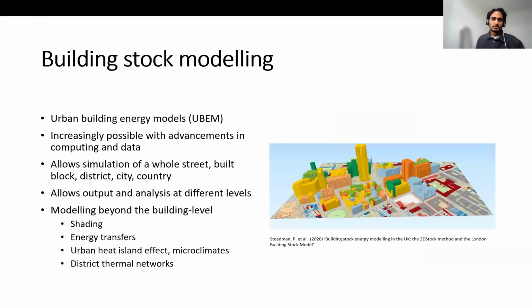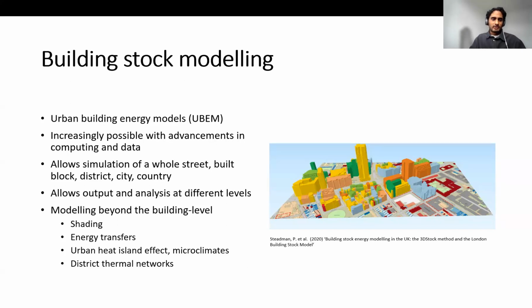And these have been used for many years. But in more recent years, we've been able to scale this approach up to the stock level and do urban building energy modeling. And this is primarily due to advancements in computing, but also because of improved availability and resolution of data. So this allows us to simulate at different levels of the stock, from a whole street all the way up to maybe a city or even a country scale, depending on the level of detail of the model and the purpose of the model too. And it also allows us to perform the analysis at these different levels as well.